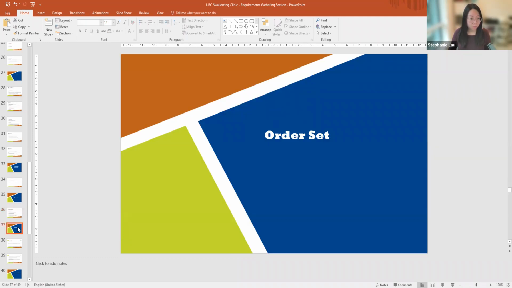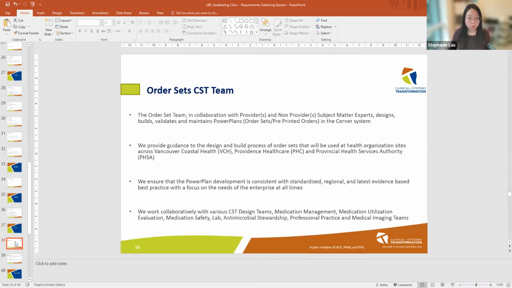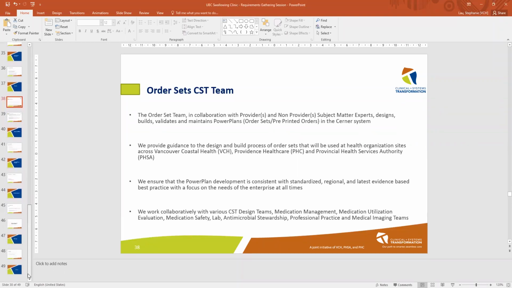Okay, the next set of slides is the order set slides. Cheryl or Agnes, do you want to go through these? Sure, I can quickly go through them. I'm Cheryl from the order sets team, and I'll be building any power plans required for some of the UBC clinics that are going live. Our team collaborates with provider and non-provider subject matter experts to design, build, validate and maintain power plans, which are basically your pre-printed orders in the Cerner system.